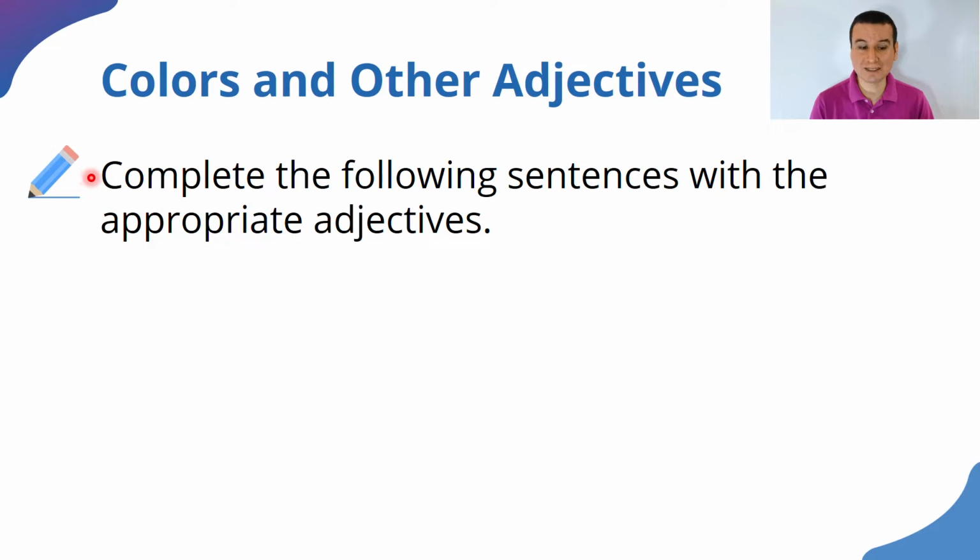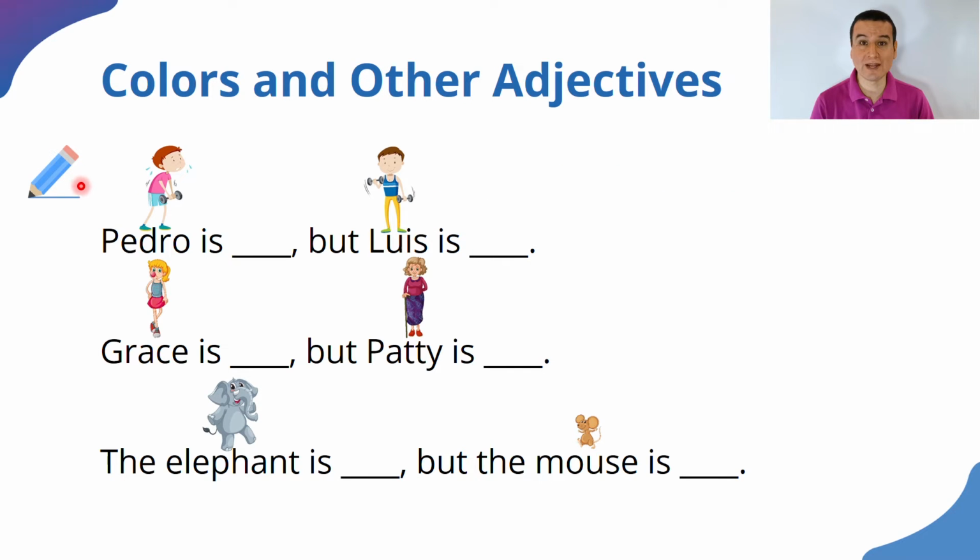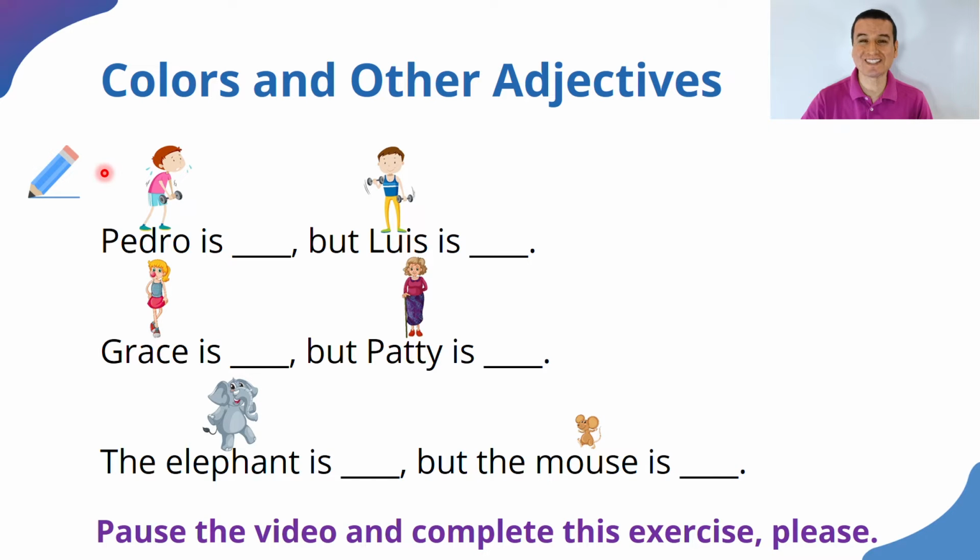The first one is very simple. It says, complete the following sentences with the appropriate adjectives. Look at the pictures, and based on the pictures and the names that you have there, you will be able to complete these sentences. Please pause my video, complete the activity, and I'll show you the answer in a moment.